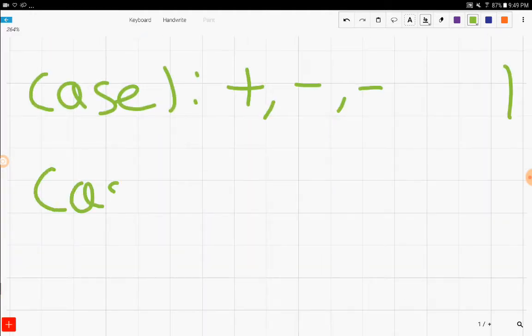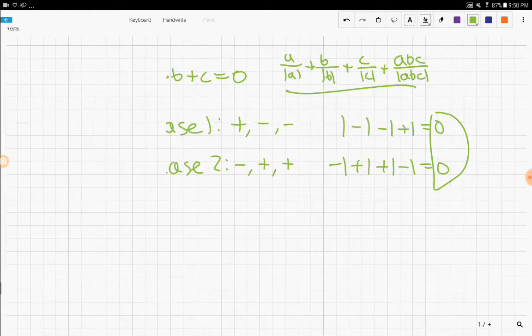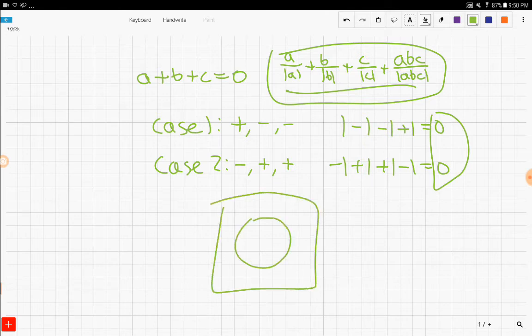Now let's work with case 2, where we have one negative and two positives. And calculating that out, we have negative over a positive, which is -1. And then we have a positive over a positive, +1, +1. A times B times C is equal to negative over a positive, which is -1. And that's also equal to 0. Since these are the same, the only value that this can be if A plus B plus C is 0 is 0. And that is our answer.